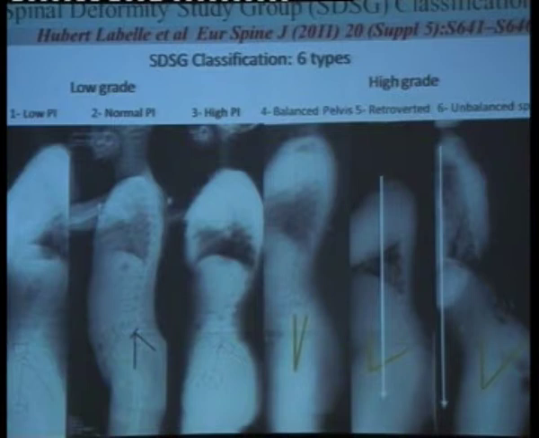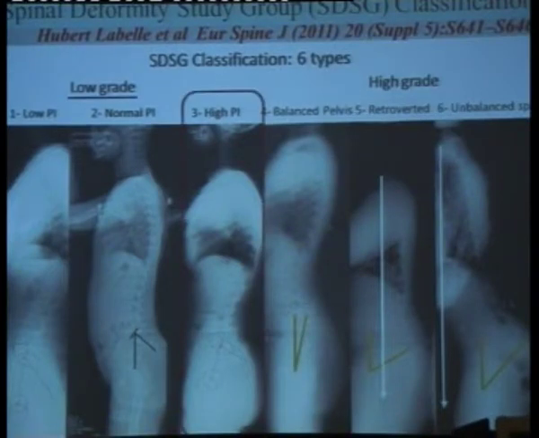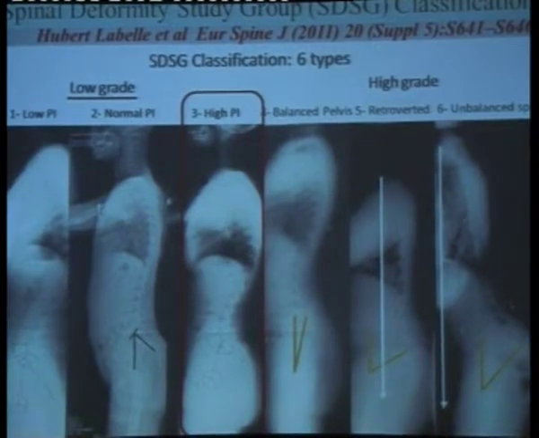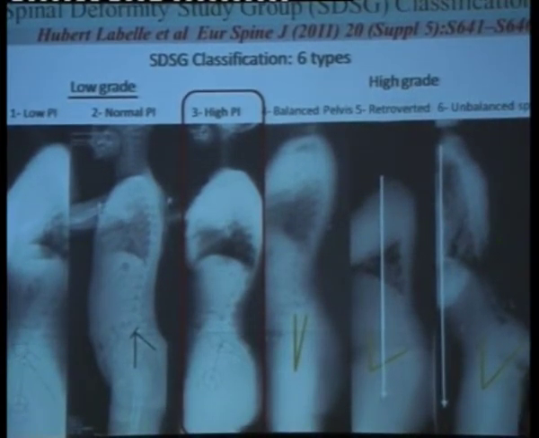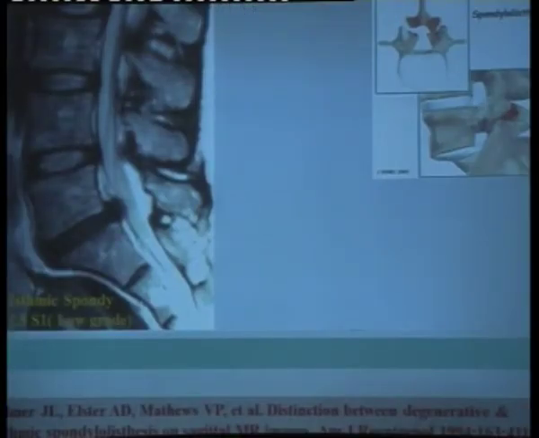And based on this, the newer SDSG classification has come up. And our patient would fall somewhere in the low grade variety here, probably a high pelvic incidence, and which would then sort of guide you that this is the case which is likely to progress very rapidly. Amongst the high grade listhesis, you see there is a criteria of balanced pelvis and unbalanced spine. The unbalanced spine patients are the ones which you would now need a fixation as well as reduction.